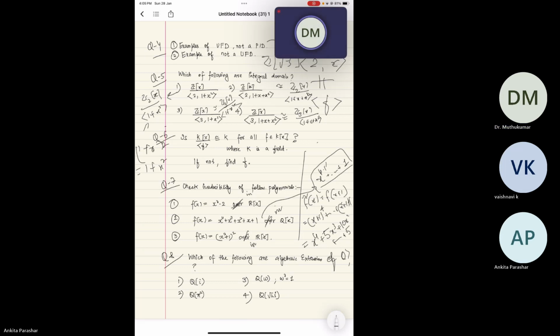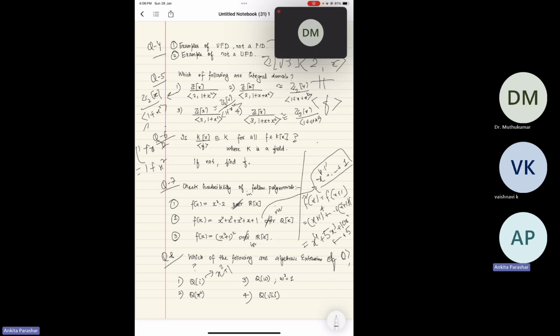Q of I. Why is it an algebraic extension? I is algebraic over Q. And how is it an algebraic element? X squared plus 1 is a polynomial in Q of X, satisfied exactly by I.